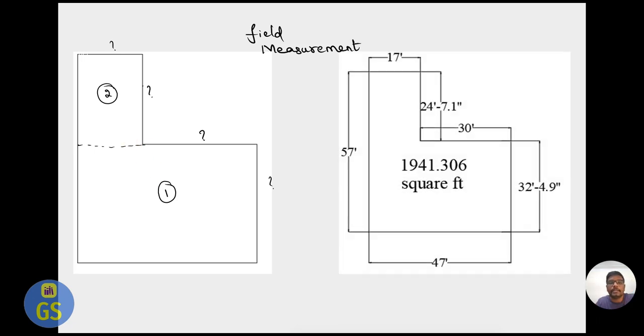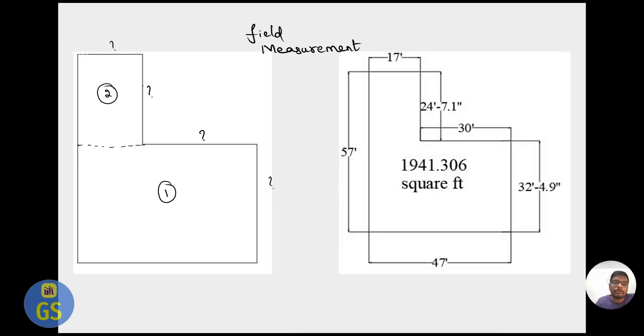So how do we want to calculate? So we use the measurements here. So we do the field measurement, using a tape. So we go for a tape. We do the field measurement and we find out what is the length of this, what is the length, and we calculate the total area of 1 plus 2. So in such way we calculate and we get the measurement.